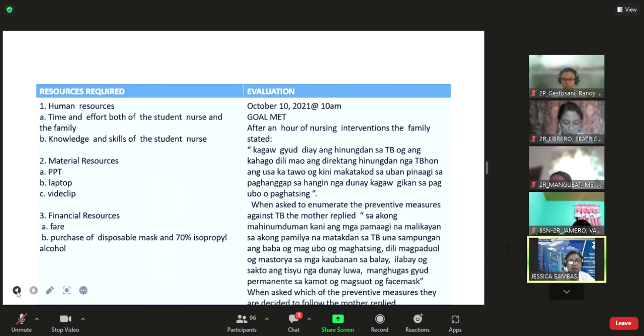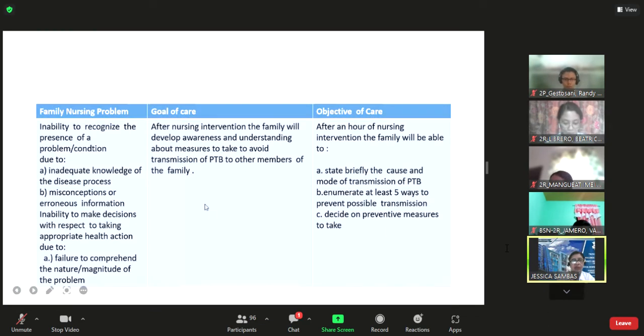Going back to the example that we have, this is our goal. After nursing intervention, the family will develop awareness and understanding about measures to take to avoid transmission of PTB to other members of the family. Okay? Develop awareness and understanding. This statement is very broad. Therefore, we need to write our objective of care. So here, we are very specific.